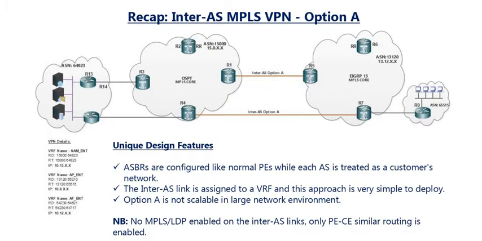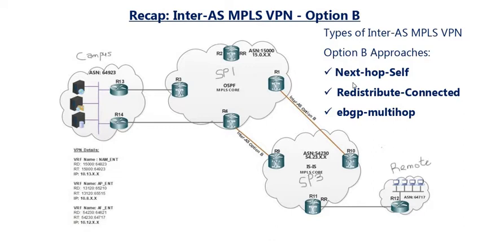The next is talking about option B, which has three variants. That is, three methods in which you can actually deploy option B. The first is the next-hop-self, followed by the redistribute connected. And the last variant for option B is the EBGP multi-hop option. Each of these variants has its own uniqueness.